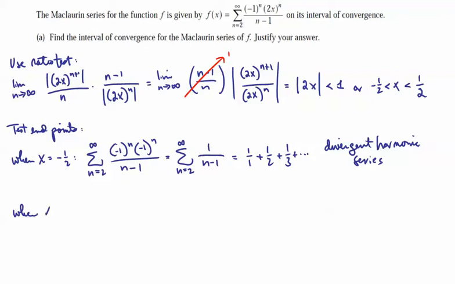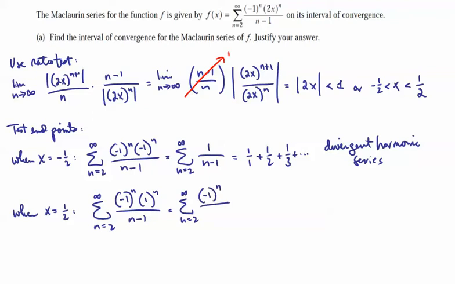Second, when x is equal to 1/2, what happens there? We get the sum from n equals 2 to infinity. In this case, 2 times 1/2 will give us 1. We'll get negative 1 to the n times 1 to the n over n minus 1. And the 1 to the n will always be 1. And so we end up with the sum from n equals 2 to infinity, negative 1 to the n over n minus 1. If you were to write out a few terms of that, you get 1 over 1 minus 1 over 2 plus 1 over 3.